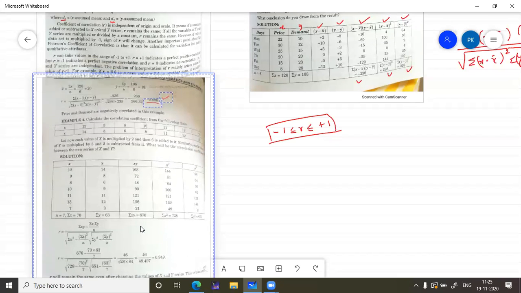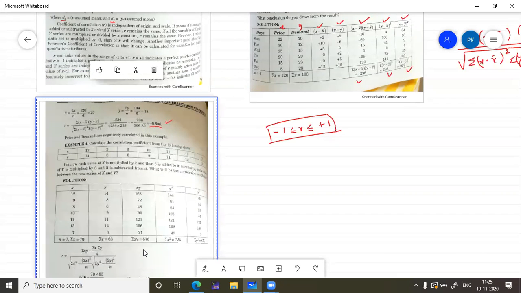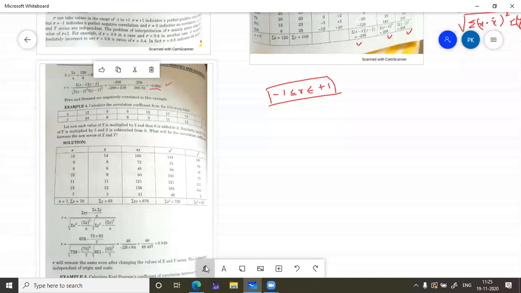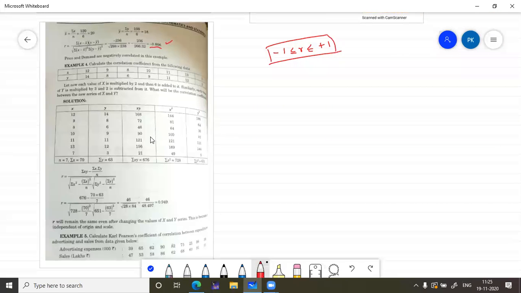So we have said that correlation is independent of origin and scale. कोई impact नहीं पड़ेगा, जो इस डेटा से निकल कर आएगा वही उस डेटा से आएगा. इसका solution तो मुझे पता चल गया. It will remain the same because it is independent of origin and scale.